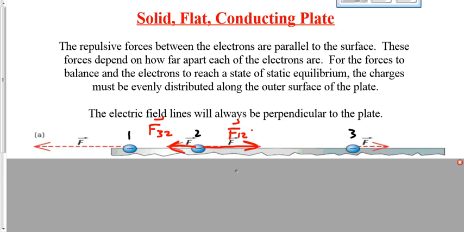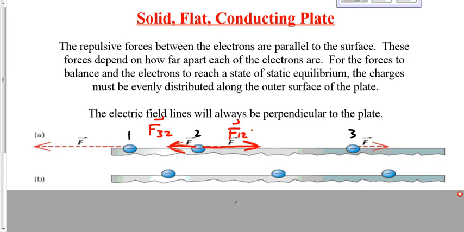So picture this now. Look at my hands here. One of them's F12, one of them's F32. One of them gets bigger, one of them gets smaller. At some point, they're equal, right? Then it's in a state of equilibrium. Where is charge number 2 when those two forces balance out? In the middle.